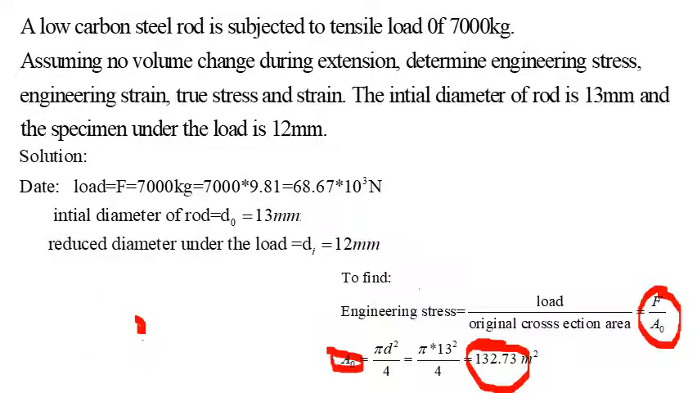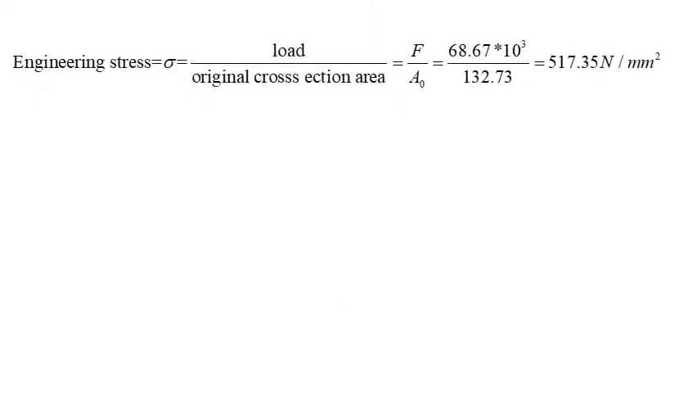So what is the stress you are going to get now? The load is 68.67 into 10 power of 3 Newton, and the area is 132.73, sorry, millimeter square. Once you do that, you are going to get 517.35 Newton per millimeter square.